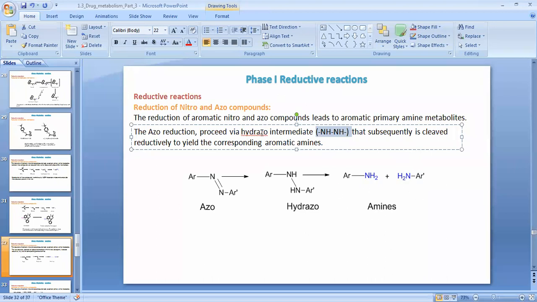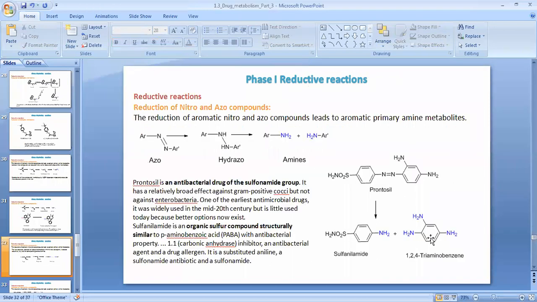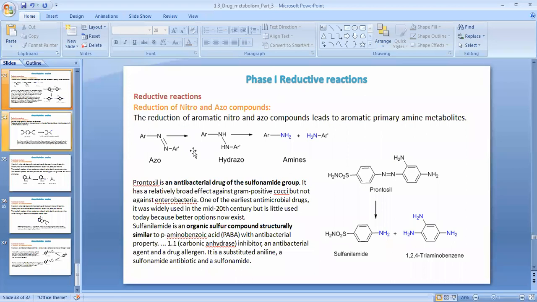Similarly, if the drug molecule contains azo groups, the azo groups are converted into hydrazo groups. Hydrazo means an NH-NH type of linkage will be there, and this hydrazo group is further converted by the reductive mechanism into its primary amine derivatives. Now, consider drug molecules containing an azo type of functional group in their structure. What is the flow of conversion? Azo group converted into hydrazo, hydrazo converted into amine.